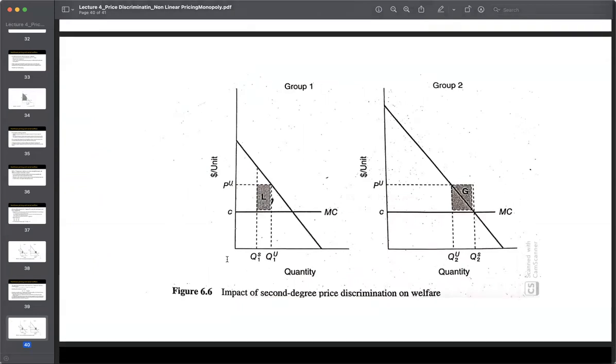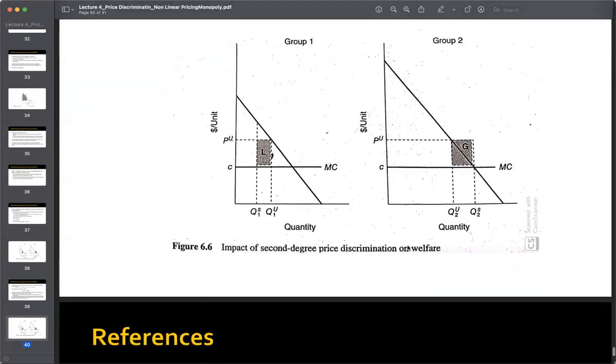And this picture basically shows us that since these heights are the same, what is really important here is the widths of the boxes, or the change in the quantity. So if the total change in the quantity is greater than 0, that means the width of this box is greater than the width of this box. So there is definitely guaranteed to be an increase in welfare.